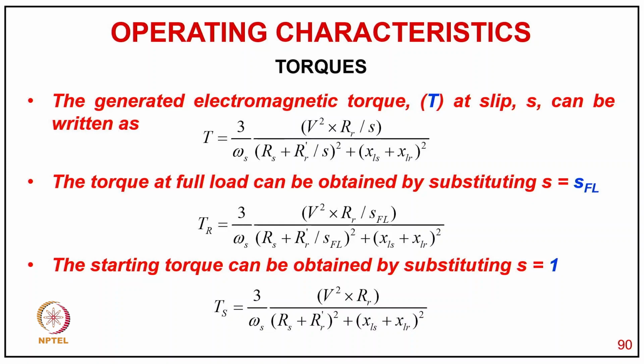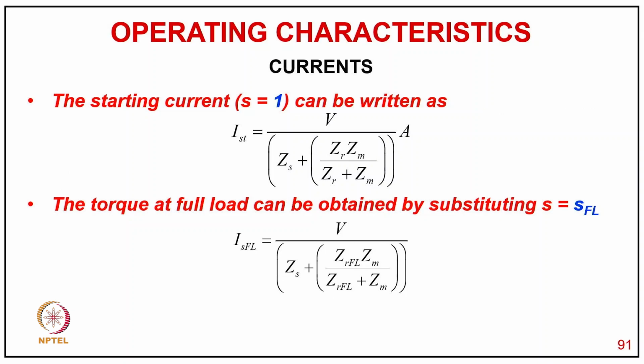So that is Ts equal to 3 upon omega s into V square into RR divided by RR plus RS plus RR dash square plus XLS plus XLR square. So starting current ISt can be written as Ist equal to V upon in bracket ZS plus ZR into Zm divided by ZR plus Zm. And full load current can be obtained by substituting S equal to SFL, that is ISFL equal to V upon ZS plus ZFL Zm into ZRFL plus Zm.